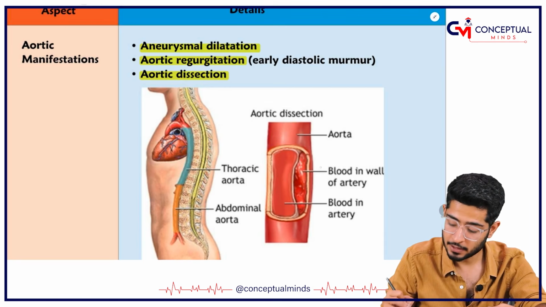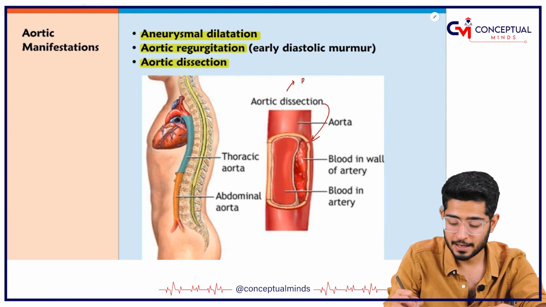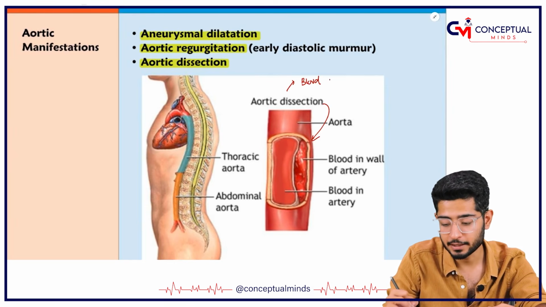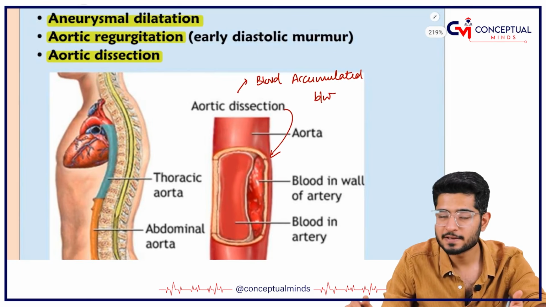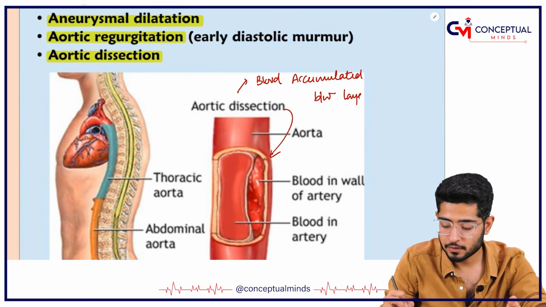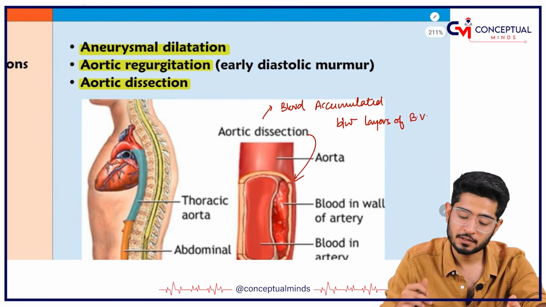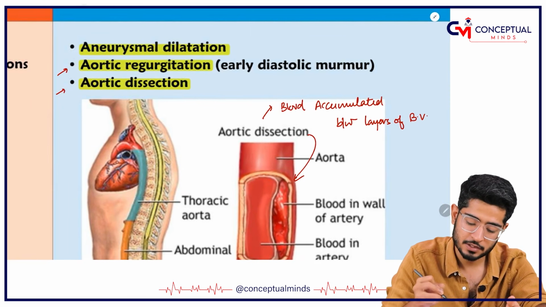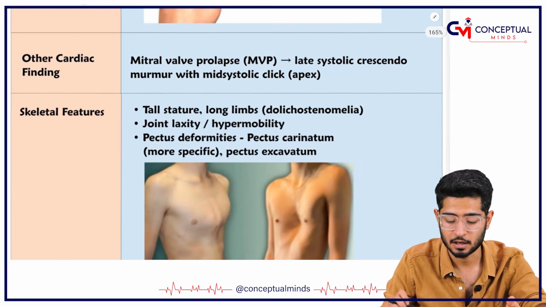This is the aorta. This is the aortic dissection, where the blood has accumulated between the layers of the blood vessel. So either aortic dissection, aortic regurgitation, or aneurysmal dilatation, all these things can occur.